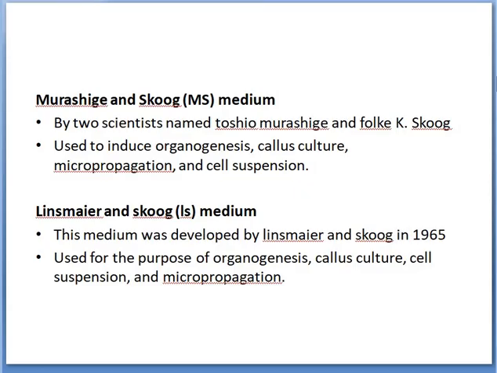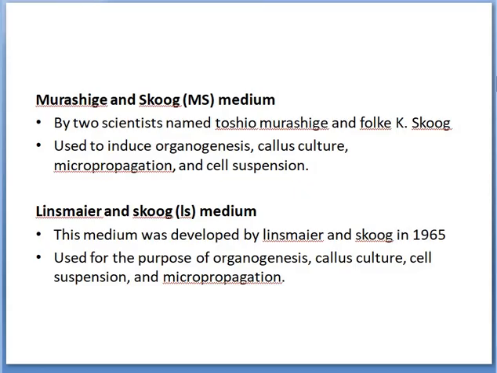For example, MS10 indicates the presence of 10 grams per liter of sucrose in the media. For most wide purposes, 30 grams of sucrose per liter of MS media is generally used. Murashige and Skoog medium is suitable for a vast range of plants and explants. They are generally used to induce organogenesis, callus culture, micropropagation as well as in cell suspension cultures.